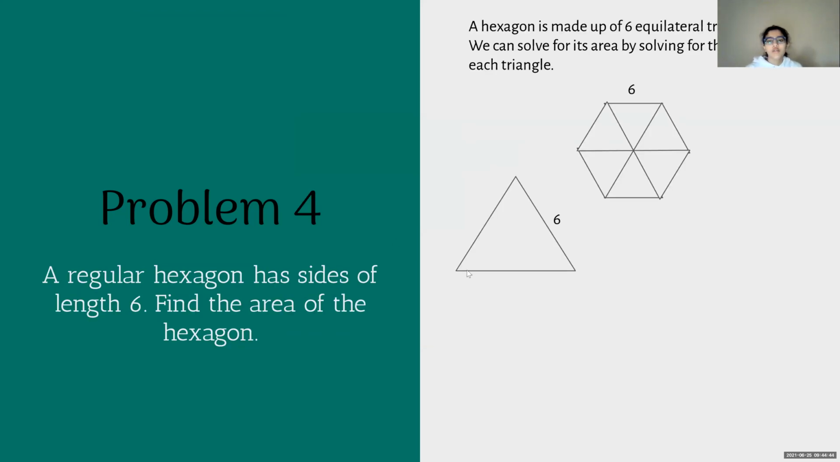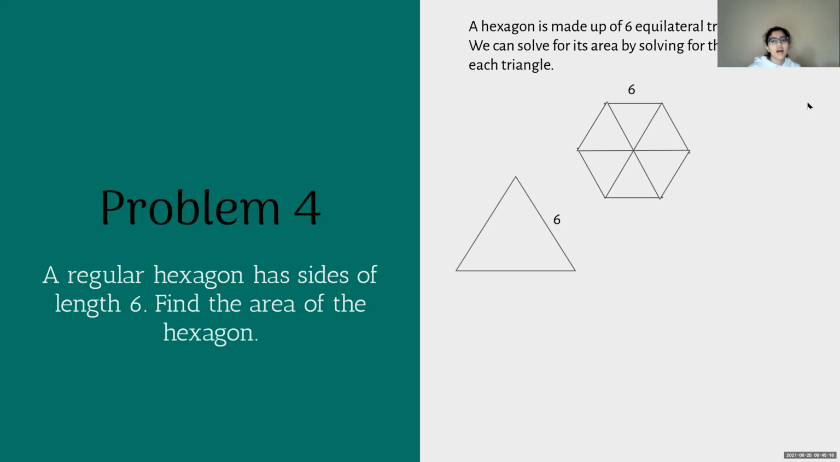Okay, so problem 4. A regular hexagon has sides of length 6. Find the area of the hexagon. As shown on the screen, a hexagon is made of 6 equilateral triangles. So we can solve for its area by solving for the area of each of the triangles. In the chat, type what the formula for finding the area of the triangle would be, because I do know that some people sometimes get it wrong.